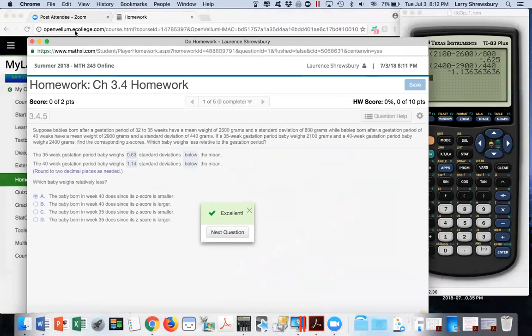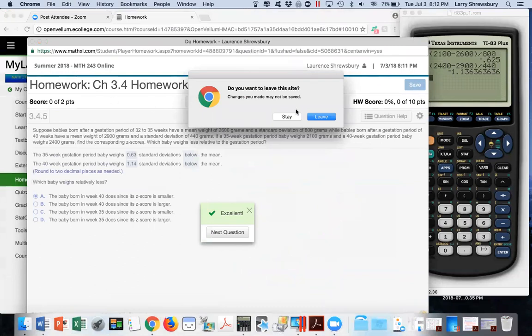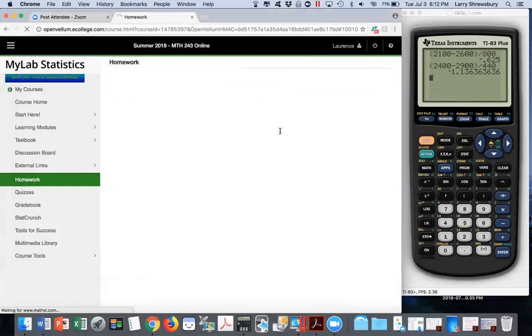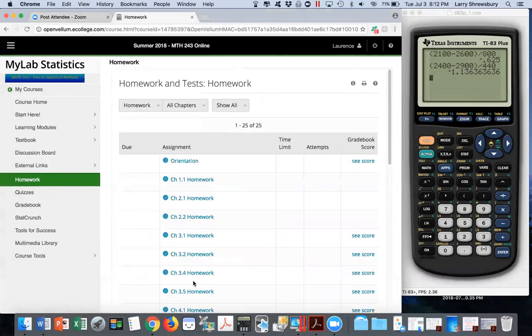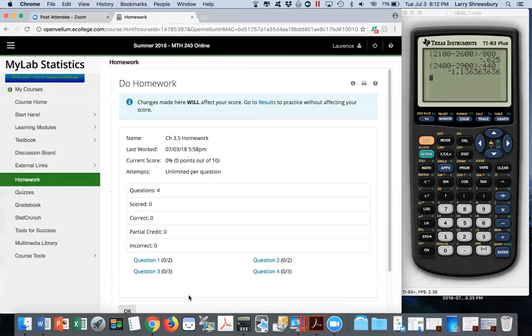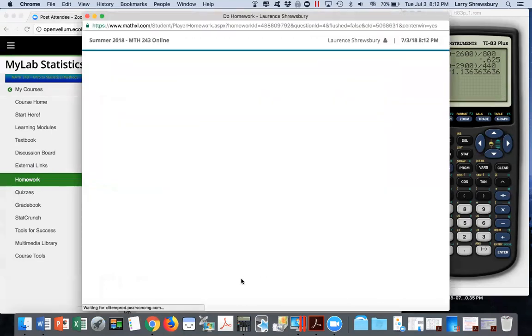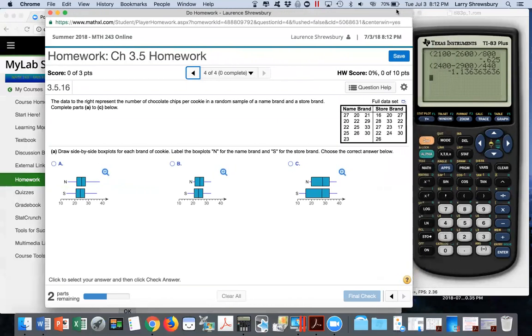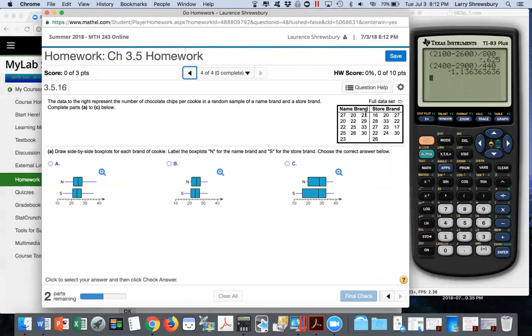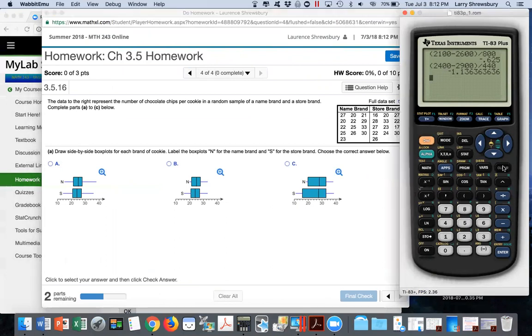So we'll go ahead and do something from chapter 3.5. Let's get into 3.5. And I thought, let's do number 4 so I can show you how to make side-by-side box plots on your calculator like this. Now, if you've got your calculator, this would be a good thing for you to follow along with. I'm going to put the name brand into list 1 and the store brand data into list 2. Let me just hit clear here.